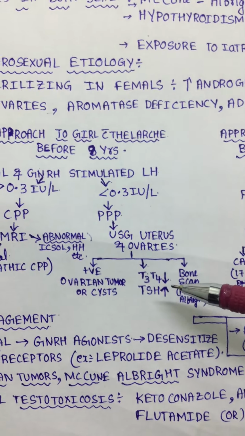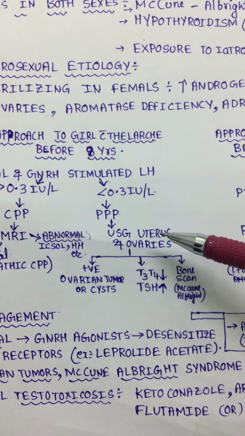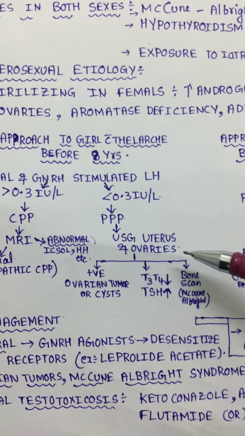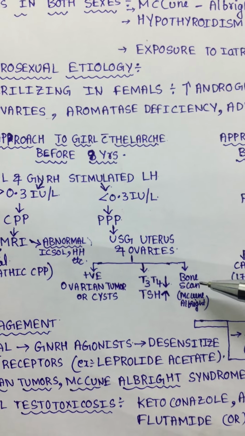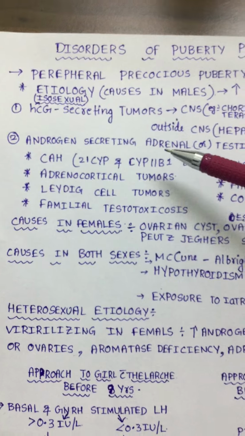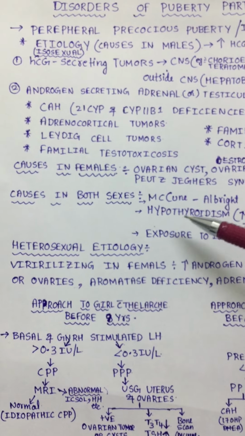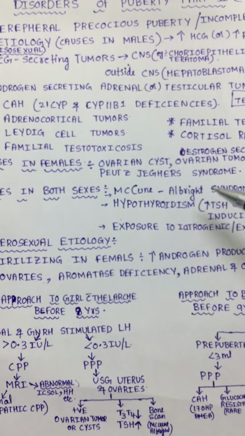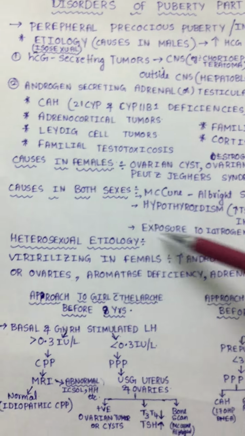If T3 and T4 are low, then we can suspect hypothyroidism. And if the USG of uterus and ovaries is normal, then we should go for bone scan. If it is abnormal, we can think of McCune-Albright syndrome. So in this approach, we are excluding etiologies like McCune-Albright syndrome, hypothyroidism in girls, and ovarian tumors. So when we approach females, we should exclude all the etiologies.